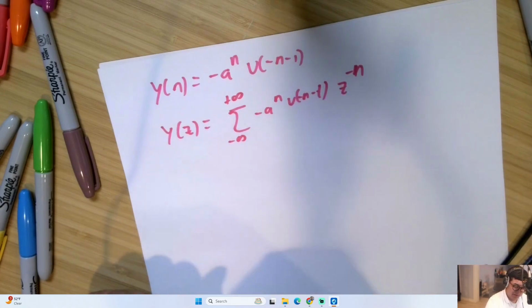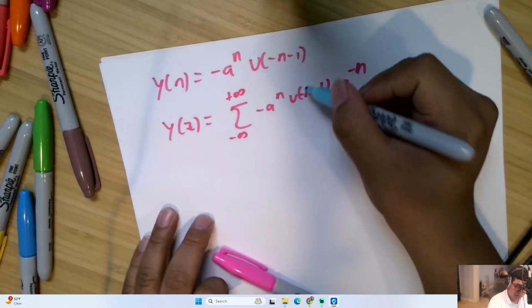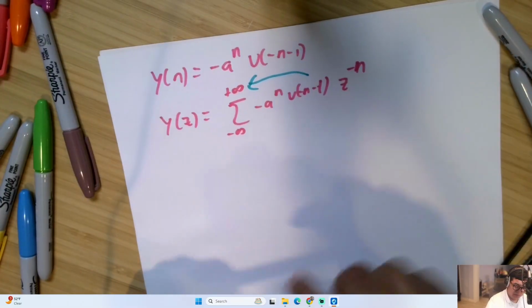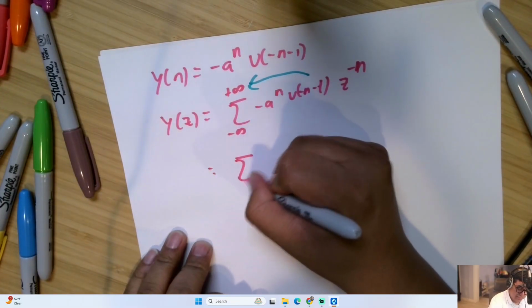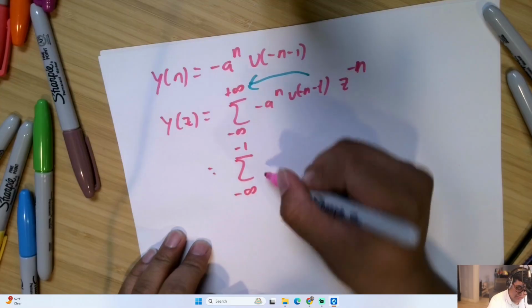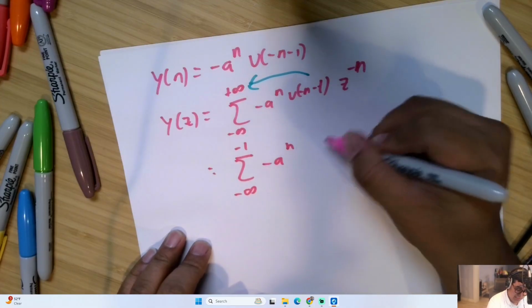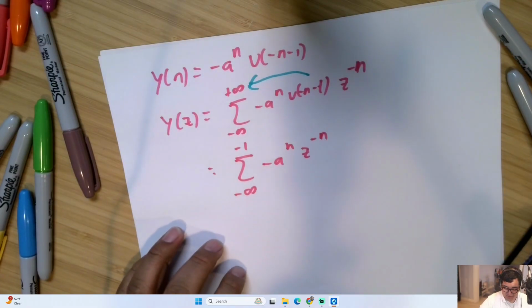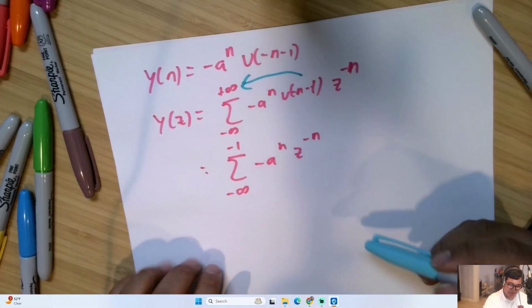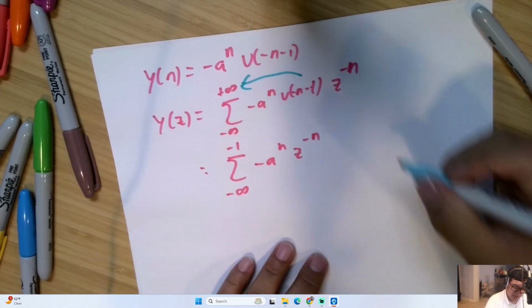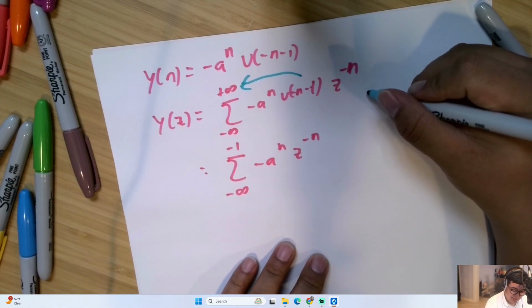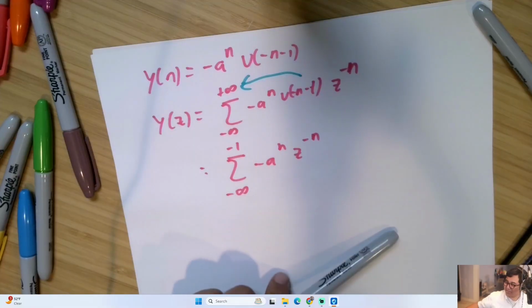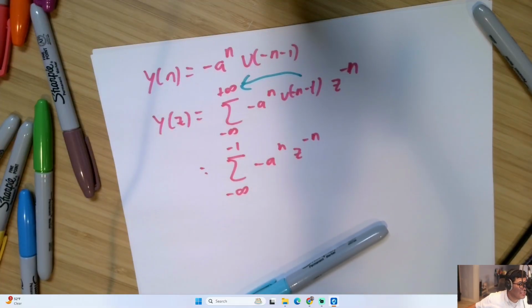This unit step affects this portion, to the point where you have the sum from minus infinity to minus 1 of minus a to the n, z to the minus n. Then I think he tells you to do some change of variables, some magic variable. I forget the notes. Let's see, how do you prove this?